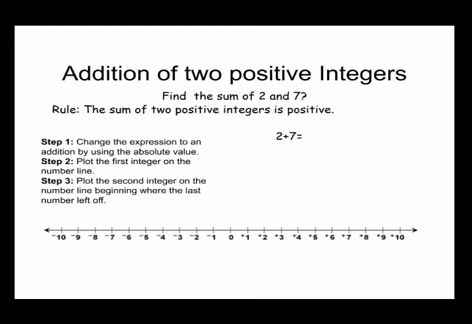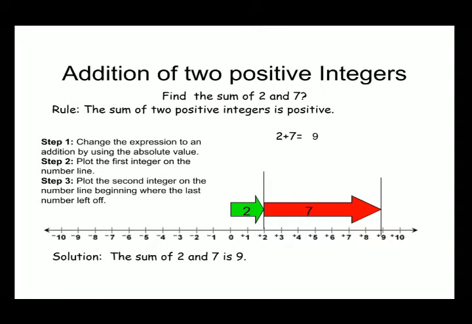So first draw a number line. Second, plot the first integer on the number line. The first integer is 2, so from 0 we will move towards 2. Third step, plot the second integer on the number line beginning where the last number left off. Till 2 we have marked. After that we have to mark 7, so 7 steps more we will go. We are reaching at 9. So 2 plus 7 is equal to 9. The sum of 2 and 7 is 9.